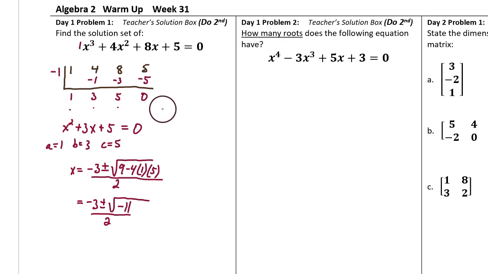One of our answers is negative 1. Another answer is negative 3 plus i times the square root of 11 all over 2. And a third answer is negative 3 minus i times the square root of 11 all over 2.